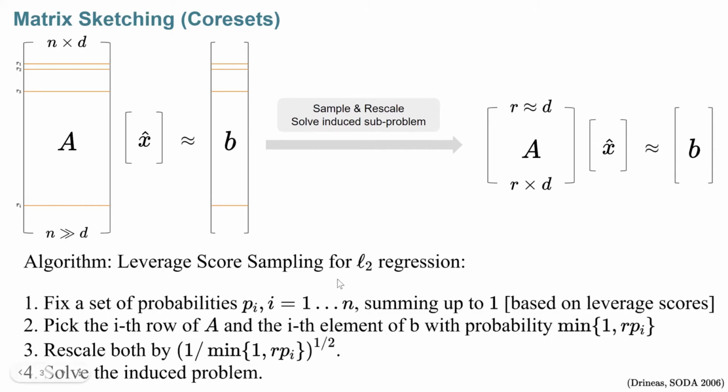So the leverage score sampling algorithm, which was proposed by Drineas and colleagues in 2006, basically follows this approach. You take a bunch of probabilities, which are based on leverage scores. Bear with me, I will talk about leverage scores in the next slide. But you use these to sample rows from this matrix A. Then you pick out these rows with a probability from 1 to r times p. That is a probability. Don't worry too much about this. It is just to make sure that the probabilities are in the range 0 to 1. You rescale them, and then you solve that induced subproblem. Induced subproblem is nothing but a smaller regression on a smaller matrix.